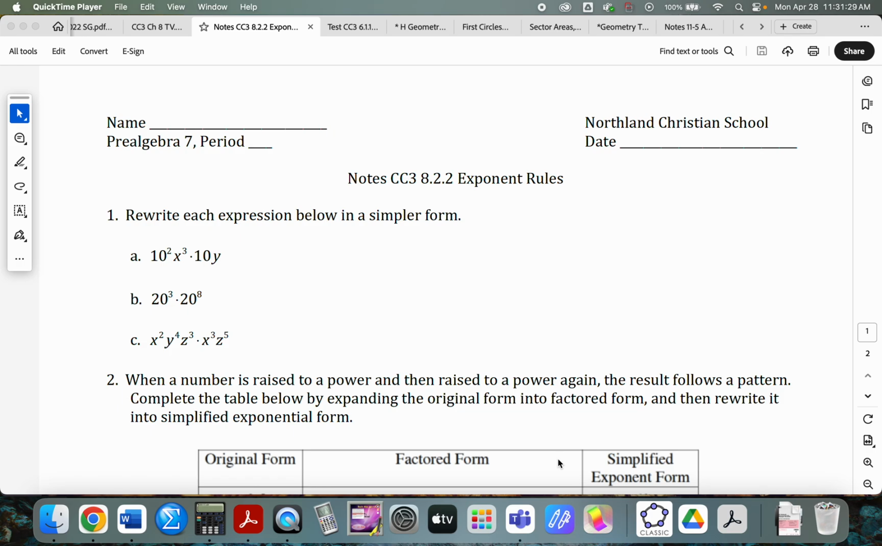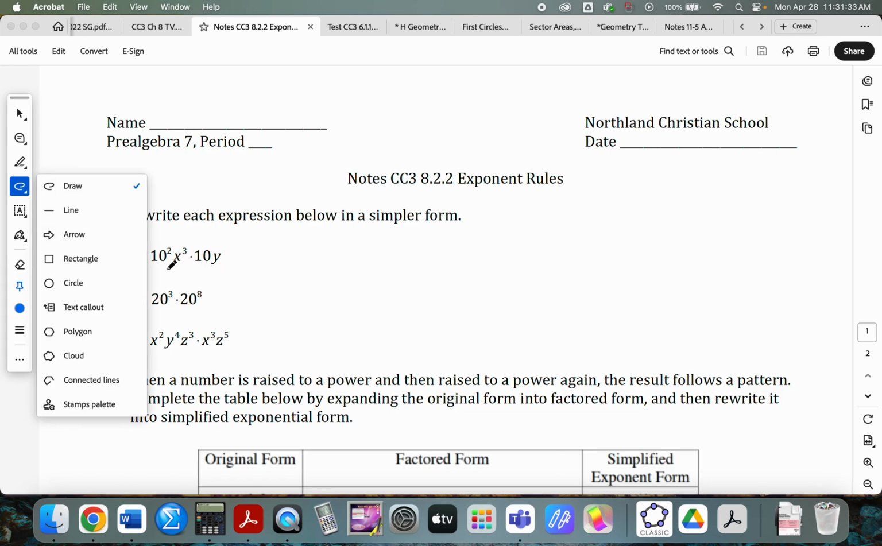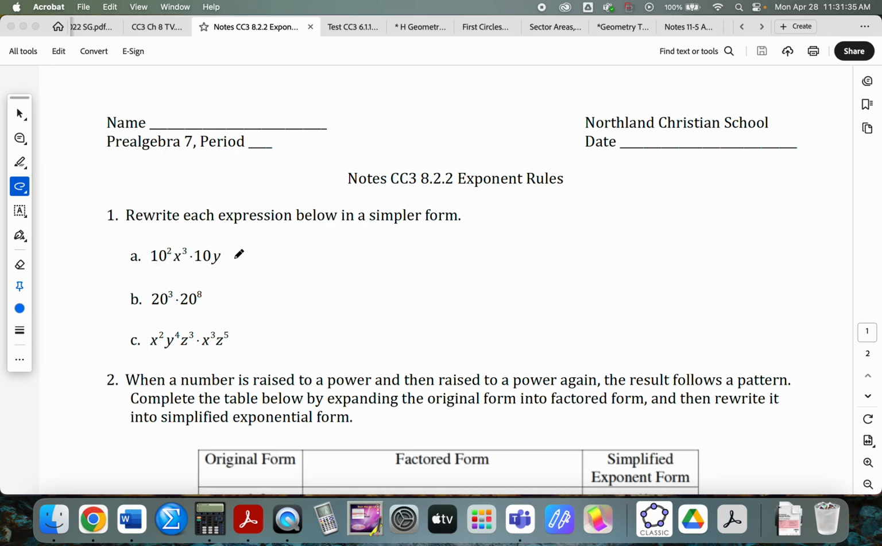Some time to work on these first ones. So here, 10 squared times 10 gives me 10 to the third power. I've got x cubed, and there aren't any more x's, so I can't do anything else with that, and there's just one y.